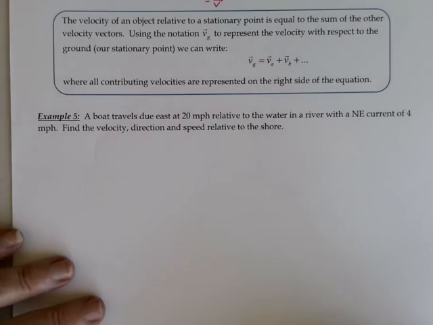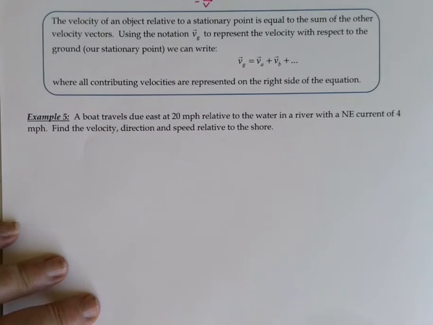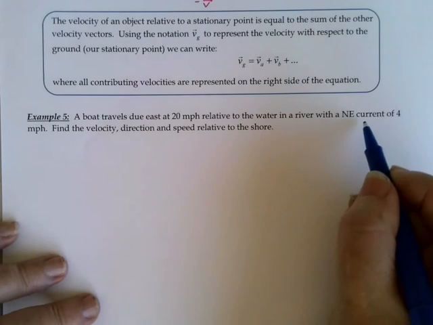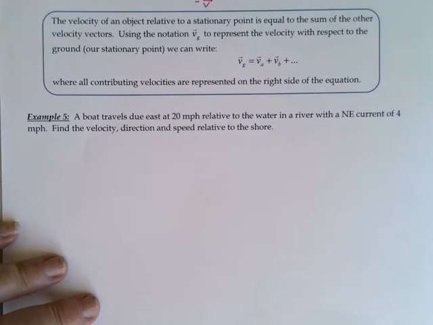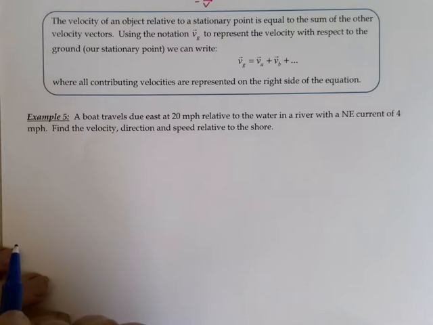Here's an example. A boat travels due east at 20 miles per hour relative to the water in a river with a northeast current of 4 miles per hour. Find velocity, direction, and speed relative to the shore.